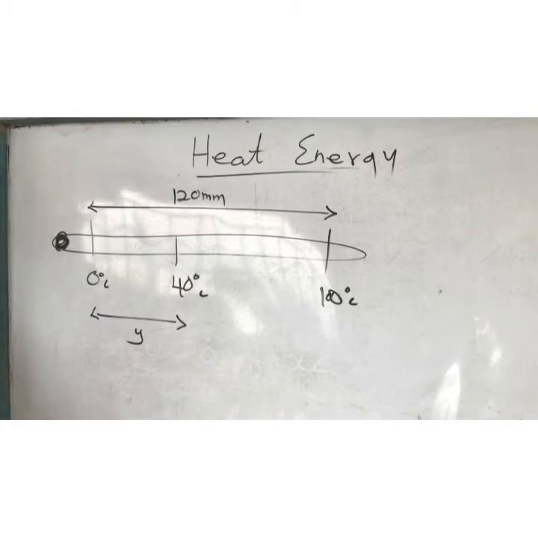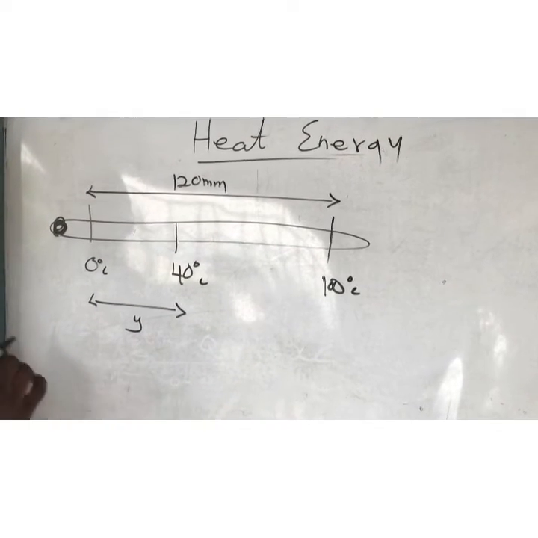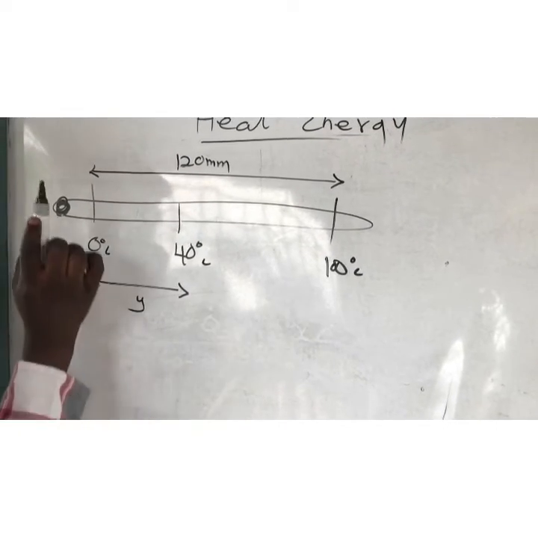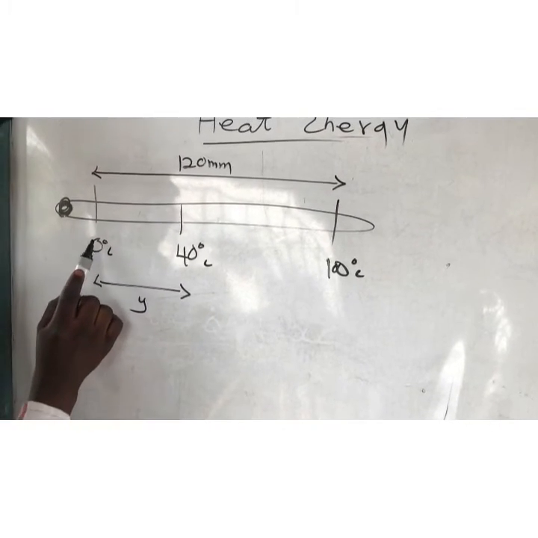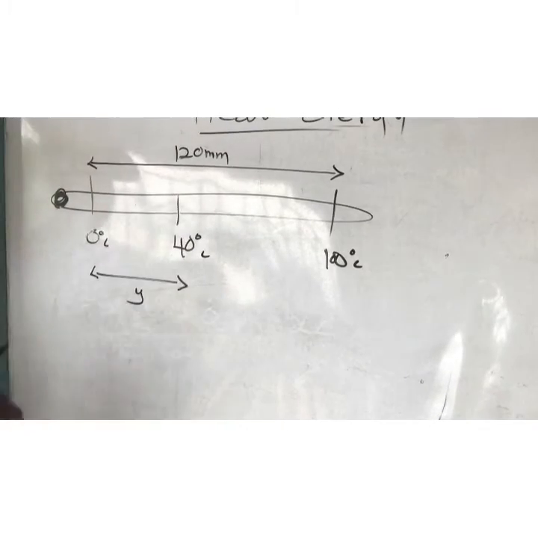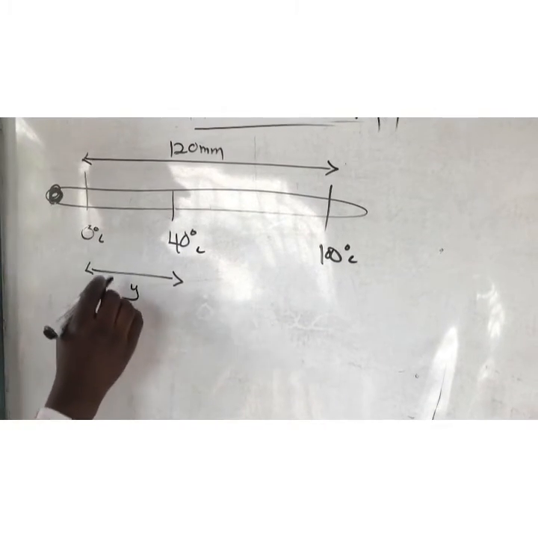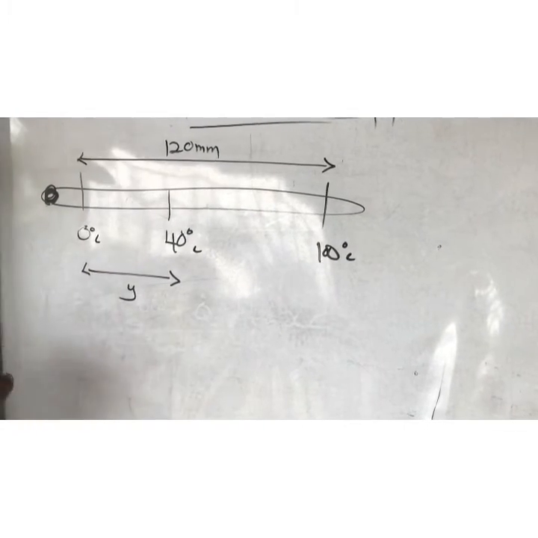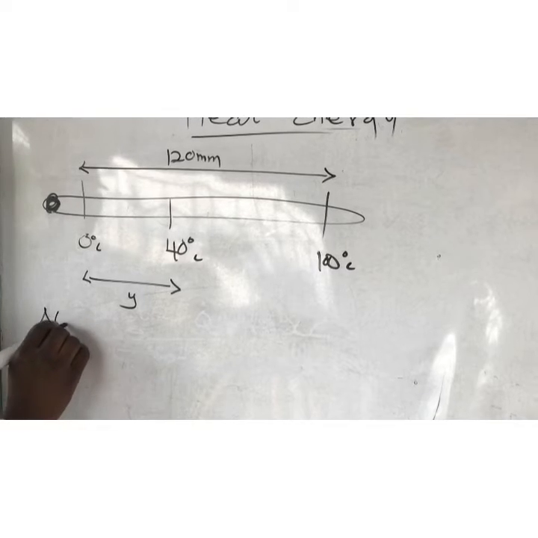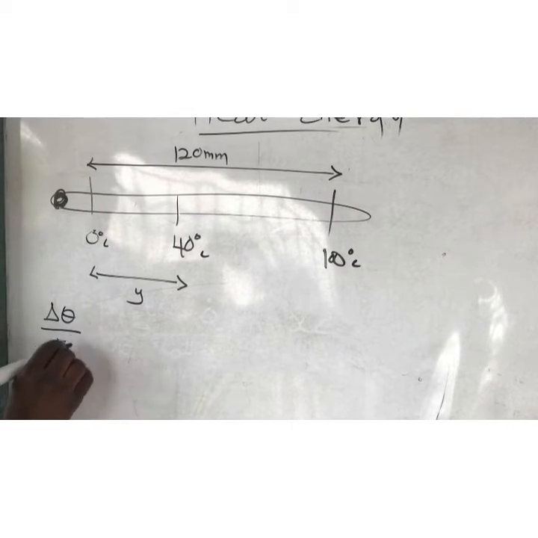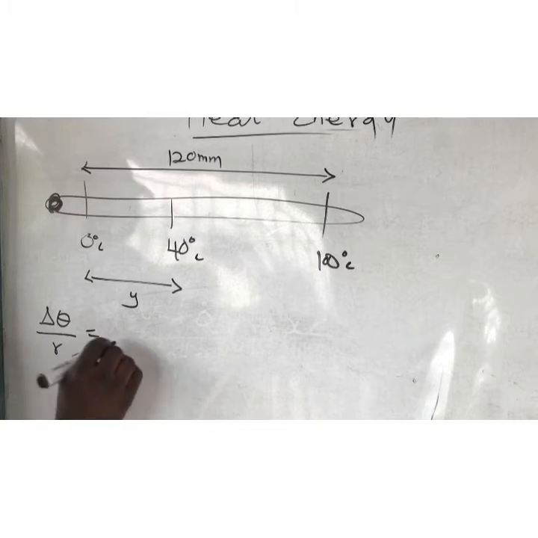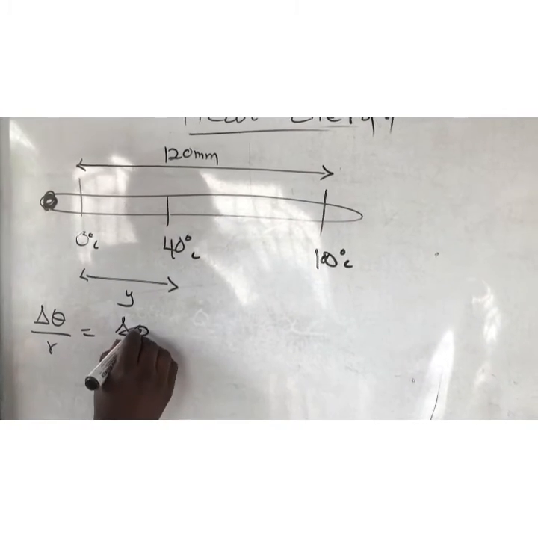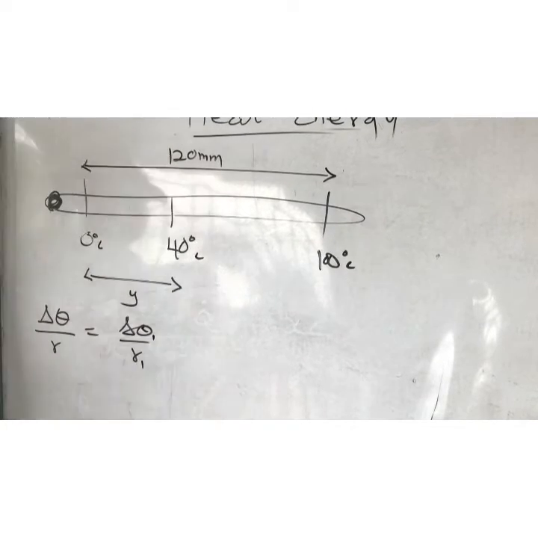So let's continue. What is the question saying? Calculate the length of the mercury thread above the ice point. If we are having 40 here, what will be the length of the mercury thread above the ice point? So from this ice point to the 40, we are going to find y. To find y, we said temperature difference over distance of separation is equal to a constant, which is the same as temperature difference over distance of separation, but it will be different, meaning here is 1, 1.